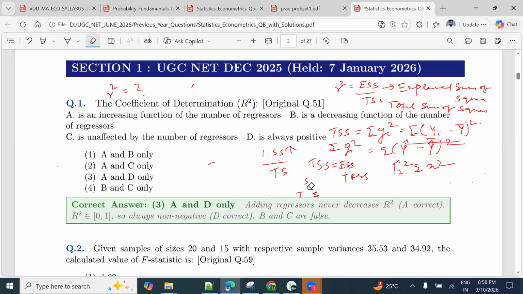The question what it is given. Am I audible, Madhuchita?